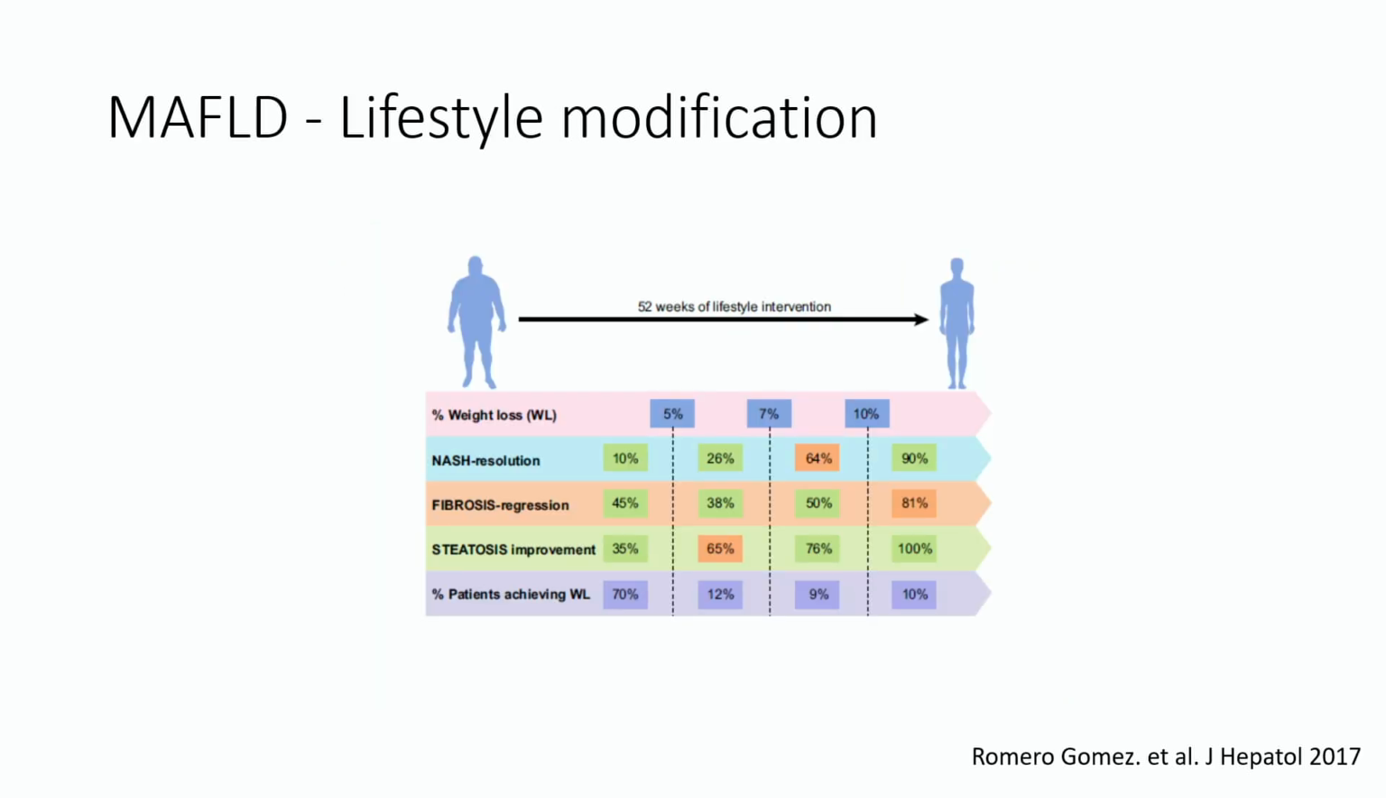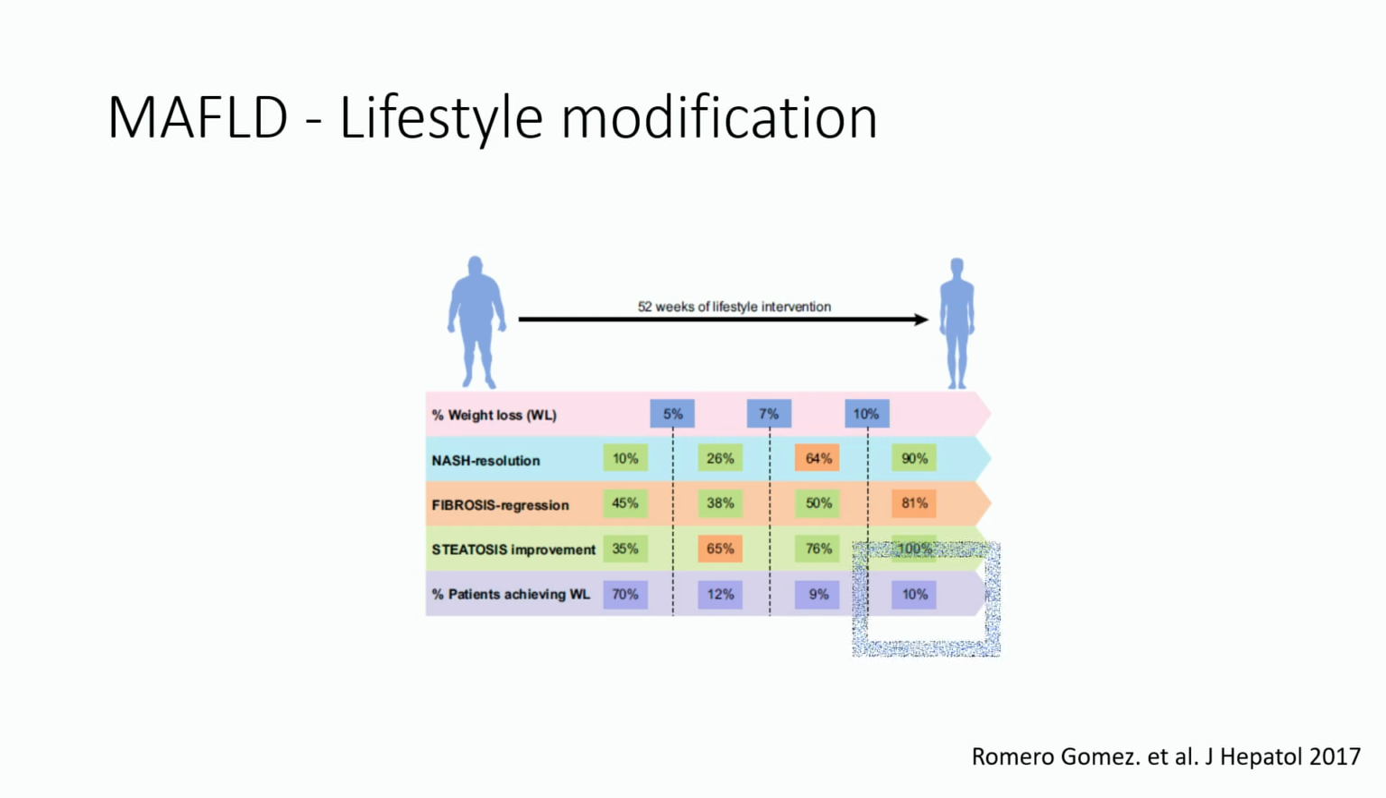Let's start with lifestyle modification. So we've all been to the gym and we've all done diets and we all know that this is a challenging thing. And whether or not we agree with the fact, as they suggest in this study in 2017, that after 52 weeks of lifestyle modification, you can get steatosis improvement in 100% or fibrosis regression in 81%.